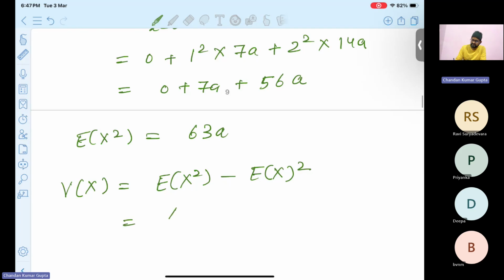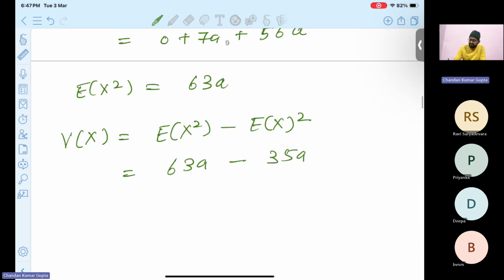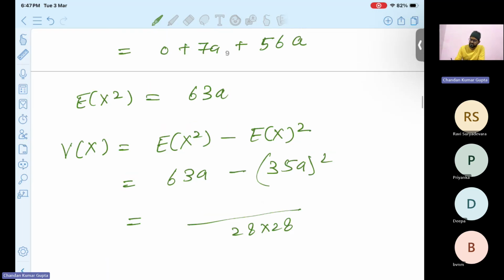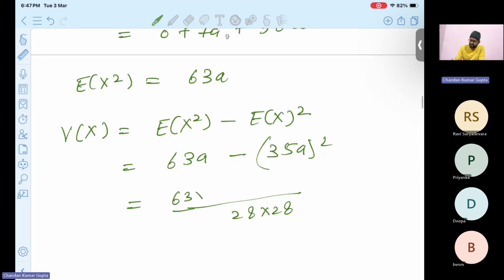Now the variance of X, which is the expectation of X squared minus the expectation of X, the whole squared, is 63a minus (35a) squared. Since 1 by a squared is 1 by 28 squared, it's 63 times 28 minus 35 times 35, all over 28 squared.